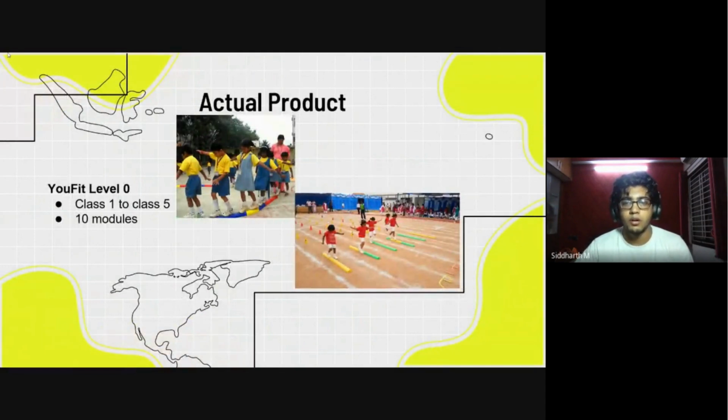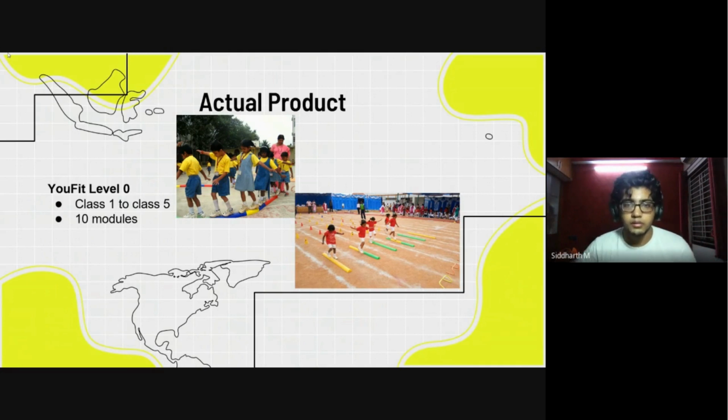The actual product that we are working on is basically a sports program that has been developed by UFIT with consultations with various sports personalities, nutritionists, and educationalists as well. We have developed sports programs and we've categorized them based on the age groups of the students. So the first program that I will be talking about is the UFIT Level O. This is for students from class 1 to class 5, and it consists of 10 modules.